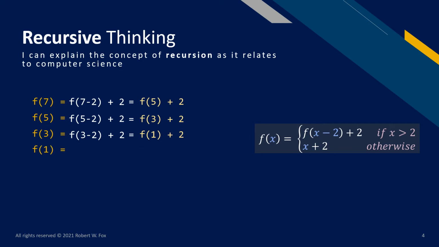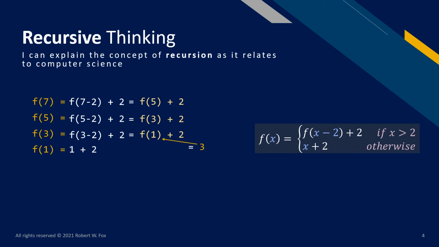We'll treat f of 1 as a new problem, and 1 is no longer greater than 2, so we move to using the bottom expression. So x plus 2 would be 1 plus 2, which is 3, and we've arrived at a point where the recursion has stopped. And we have an answer, and now we can use that answer to get what we really wanted. So remember that f of 3 depended on knowing what f of 1 is, and now we know.